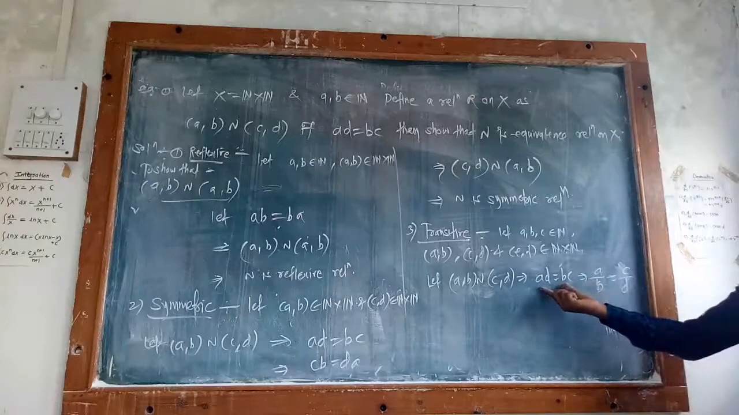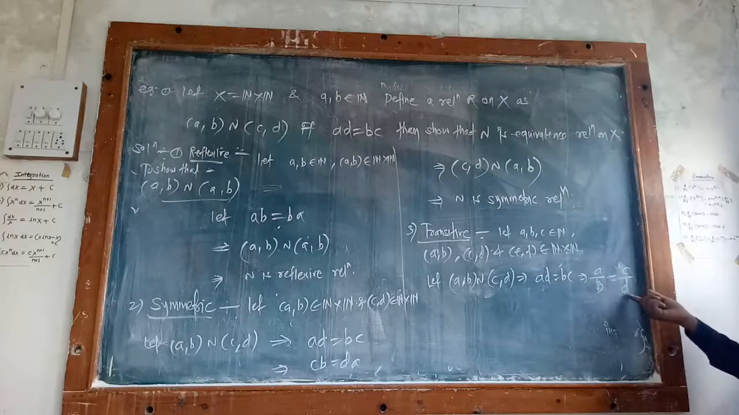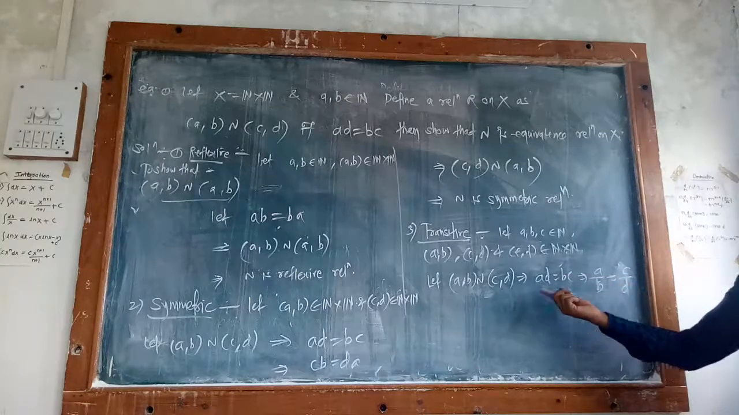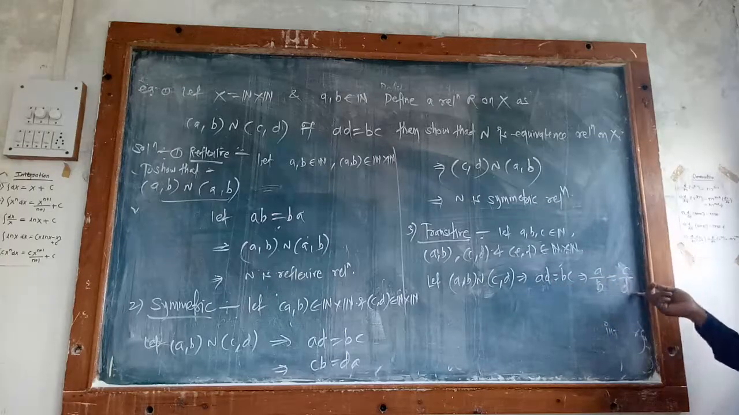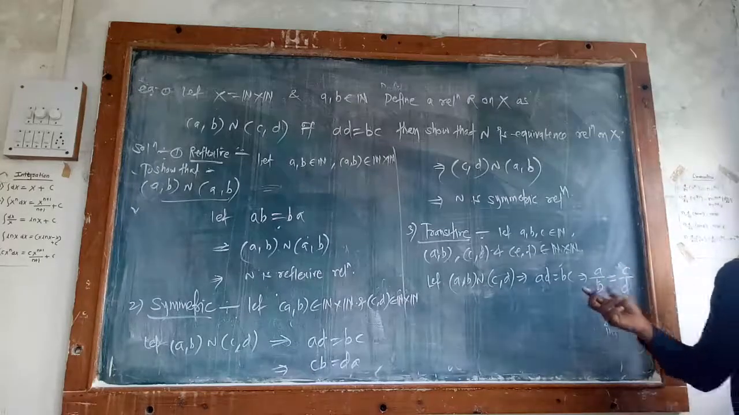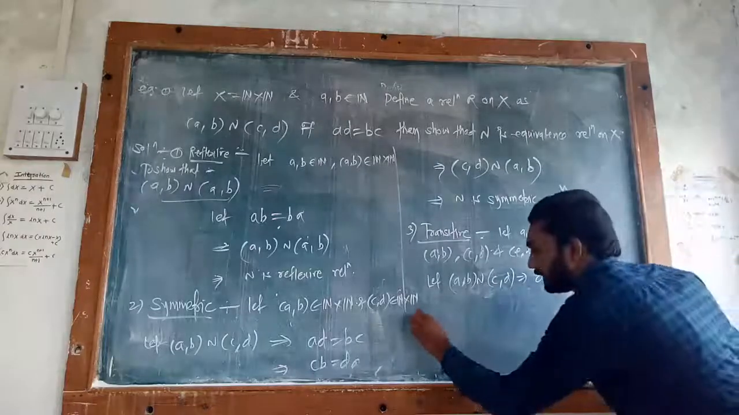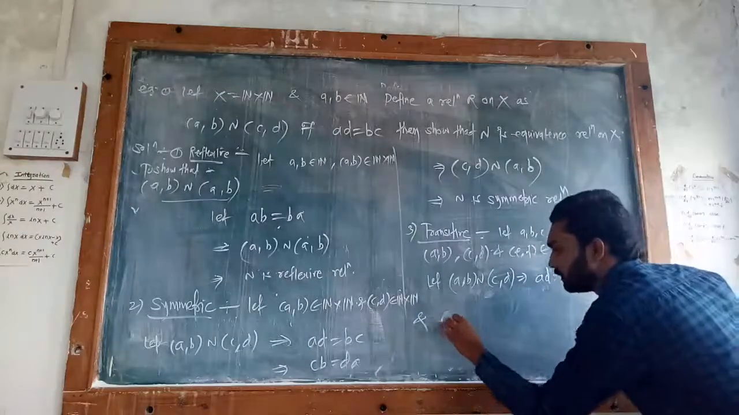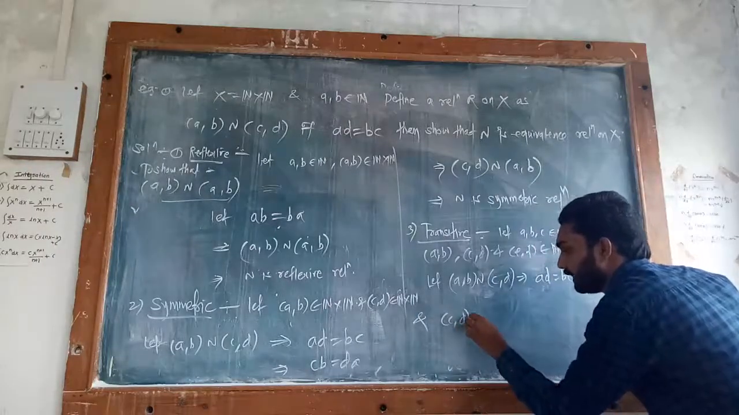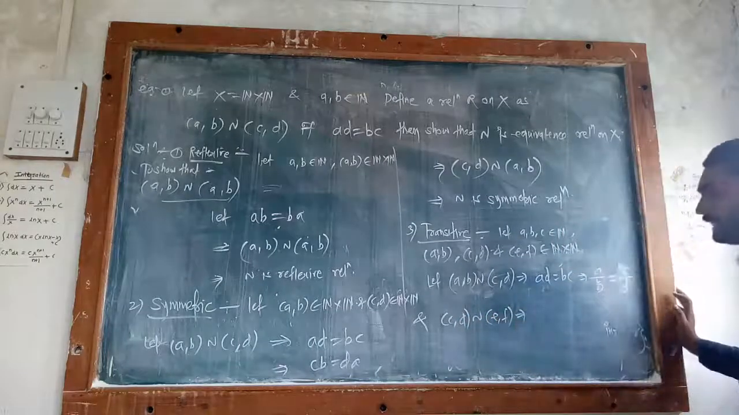You can write AD equal to BC as A upon B equal to C upon D, where B is multiplied, shifted and divided, and D is multiplied, shifted and divided. Okay, A upon B equal to C upon D, when this happens, if (A, B) is equivalent to (C, D). And what is the second case? (C, D) is equivalent with (E, F).